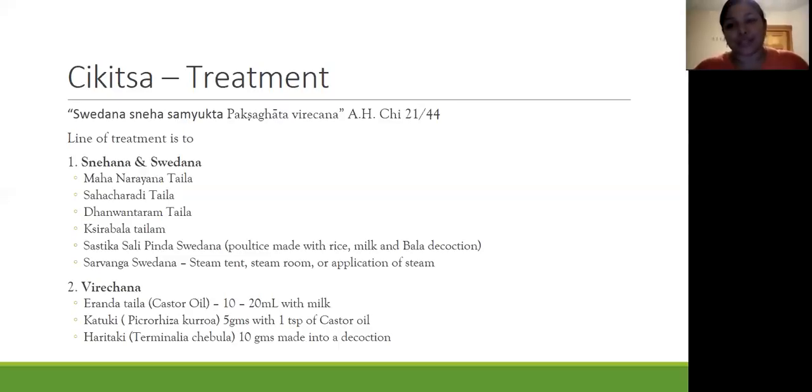Because if you look at the direction of the Virechana, it is still anulomana. It's still causing the vata to move in the downward direction. So therefore, this is still ideal for this situation. So what do we do for the line of treatment here? The line of treatment, of course, we need to do snehana.